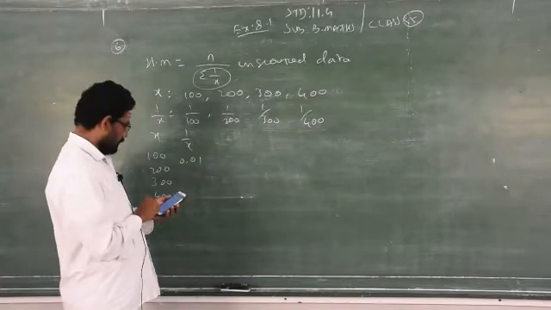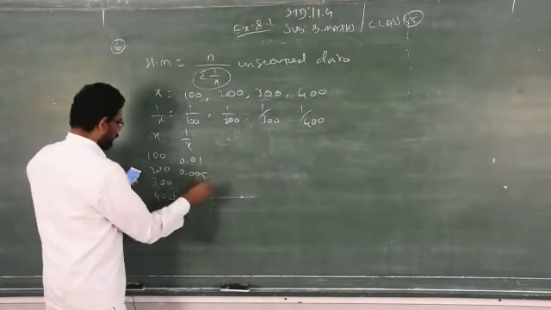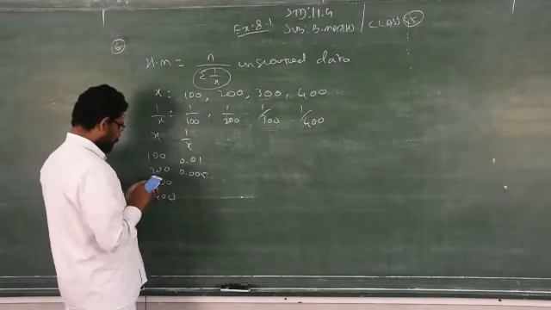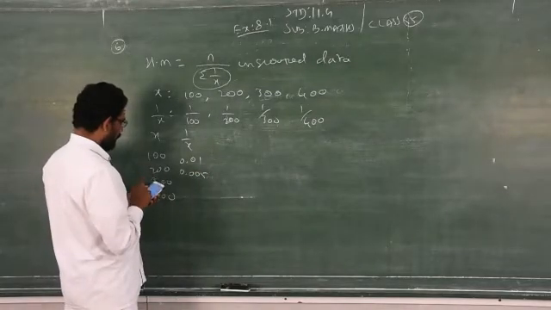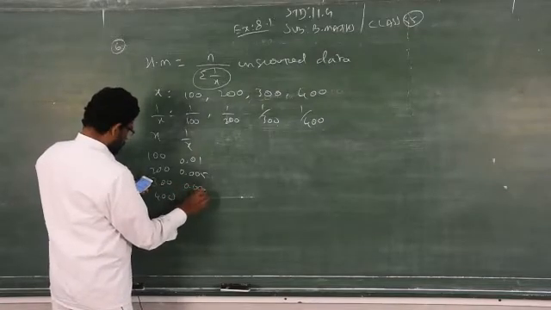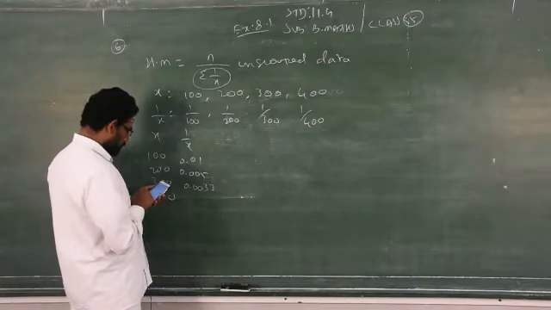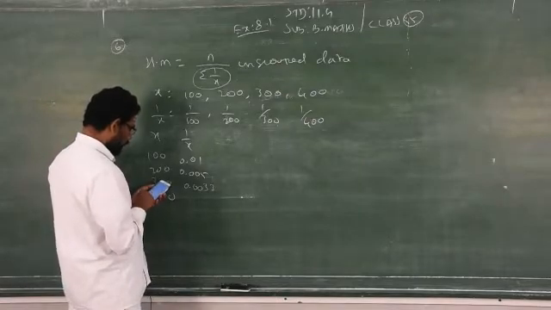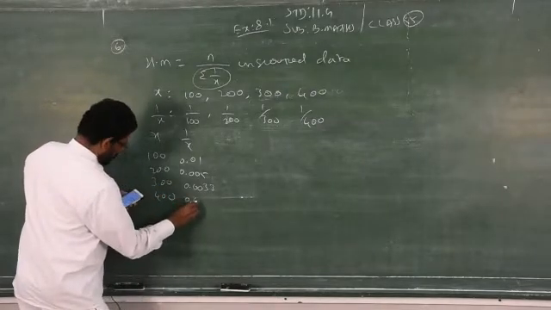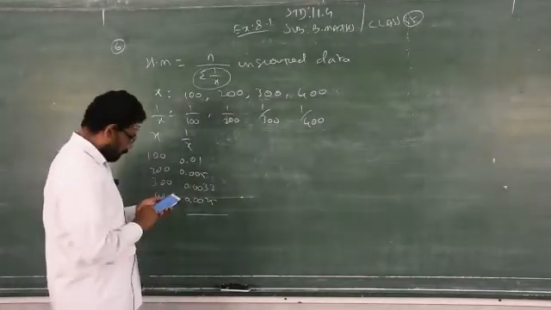So 1 by 200, 0.005. The next one, 1 by 300. So answer is 0.0033. Then last one, 1 by 400, 0.0025. Total you have to add now.